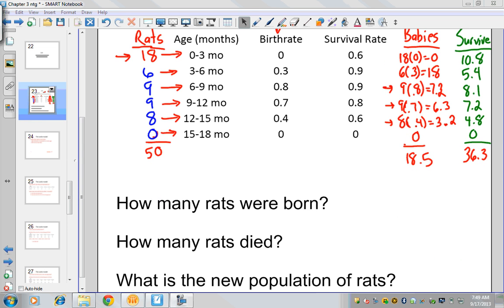36.3 survived. So how many rats were born using this information? 18.5. How many rats died? We started off with 50 and ended up with 36.3, so I believe that's 13.7. What is the new population of rats? Once again, that's babies plus who survived. When we add that together, we get a total of 54.8. So we are increasing in numbers again. If you have any questions, let me know.